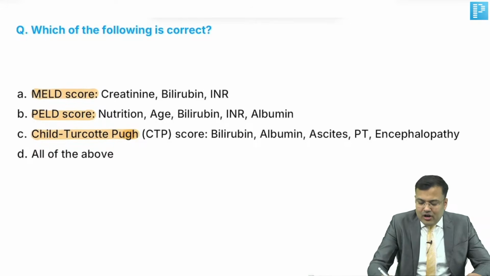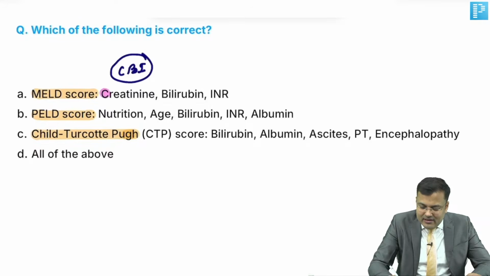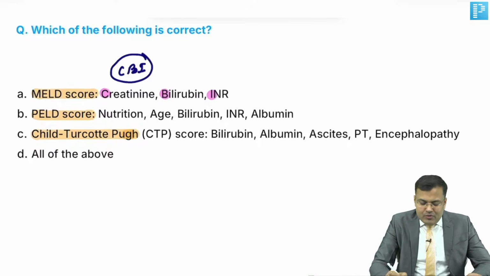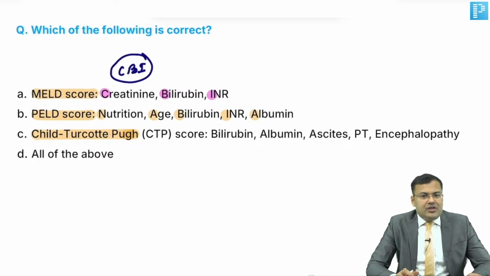What's the mnemonic? For MELD score, the mnemonic is CBI. So, guys, what is CBI? Creatinine, bilirubin, INR. What is the mnemonic for PELD score? It is NABIA: nutrition, age, bilirubin, INR, albumin.